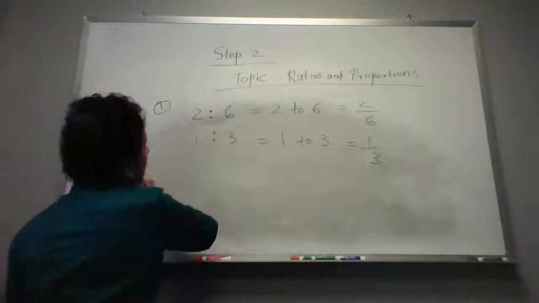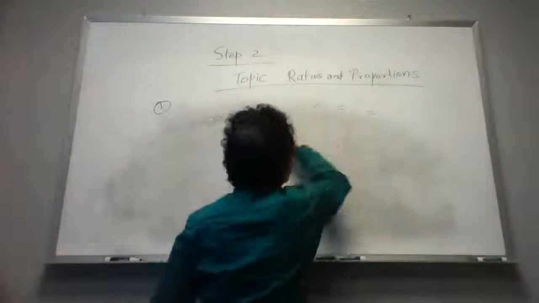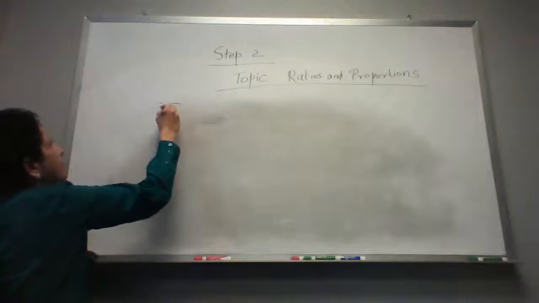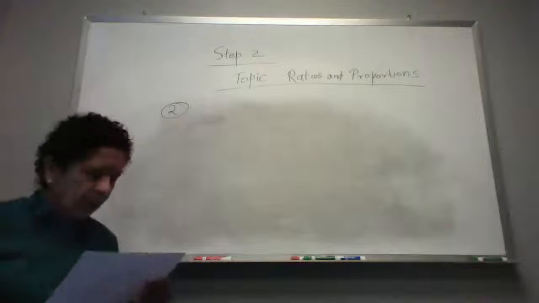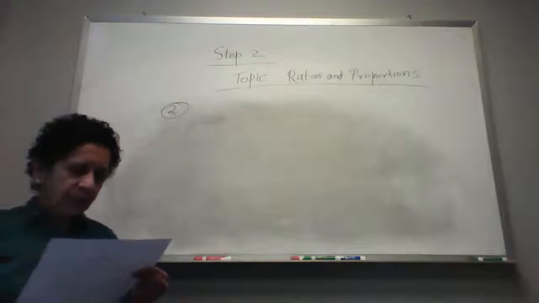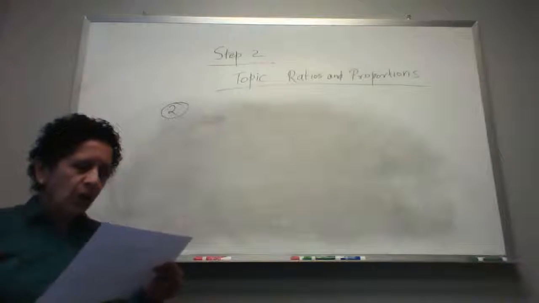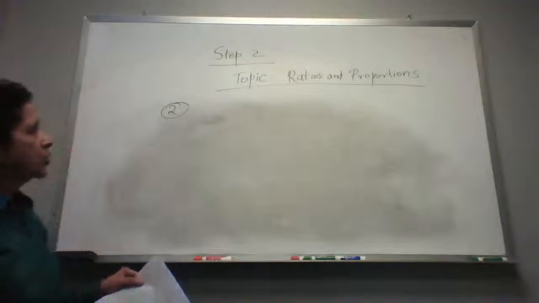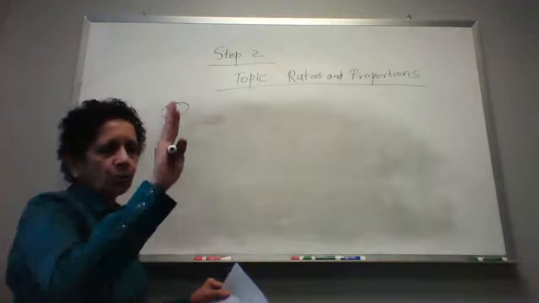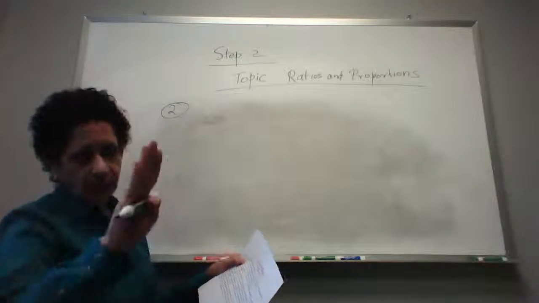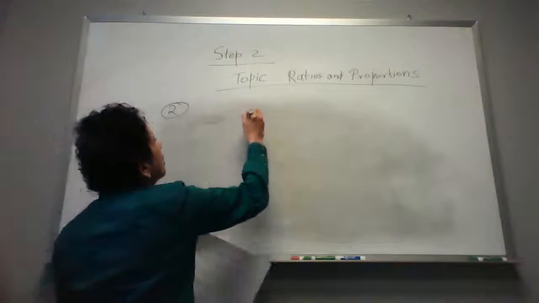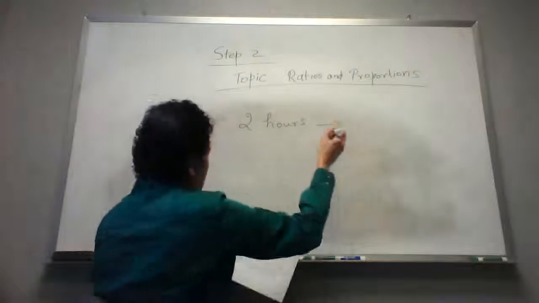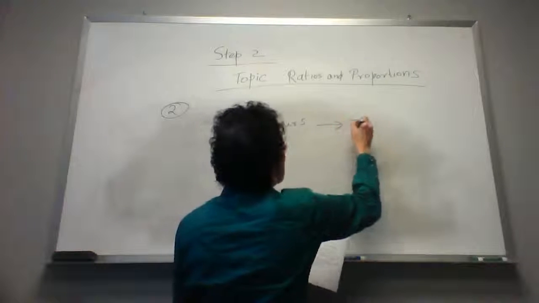So the second problem, Anne takes 2 hours to plant 7 bushes. How long will she take to plant 35 bushes? Okay? So the way you set this up, there are two things, like hours and planting the bushes, right? So you want to say 2 hours, it takes 2 hours to plant 7 bushes.